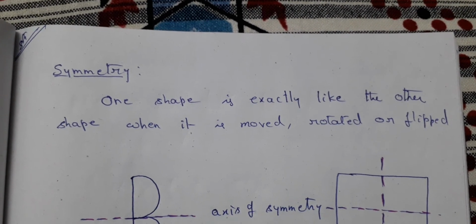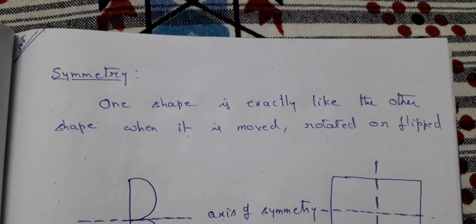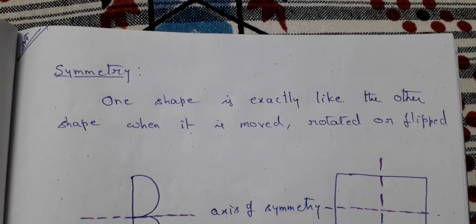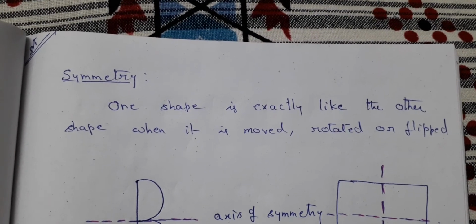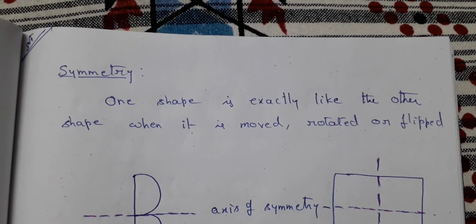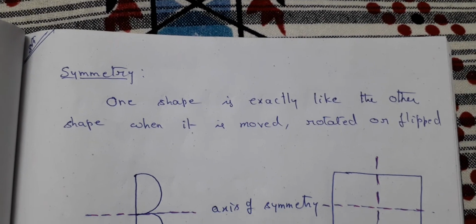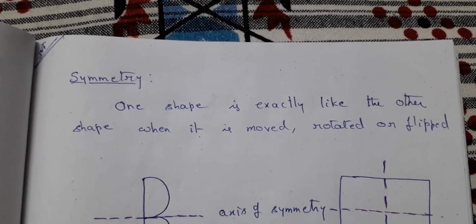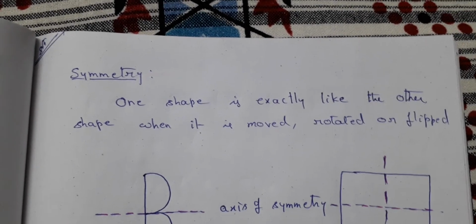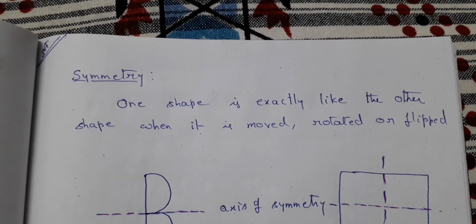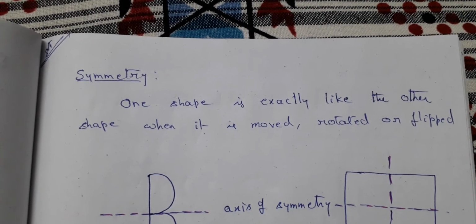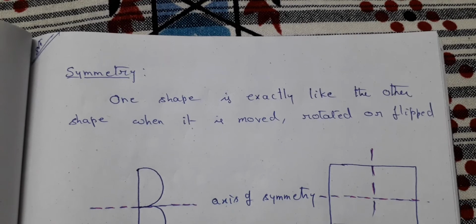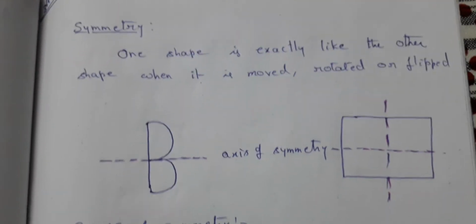Let us again revise. One shape which is exactly like the other shape, when the shape is either moved, flipped, or rotated, then we say that one is the symmetry of the other one, right? So, that means even by rotating, if it shows the same shape, even by flipping it shows the same shape, even by moving from one place to the other it is showing the same shape, then we call it symmetry. Okay, so let us see an example here.